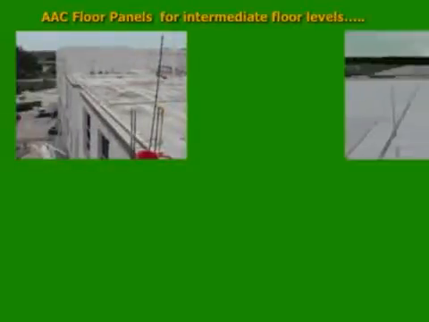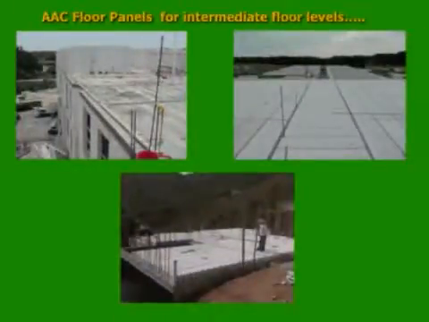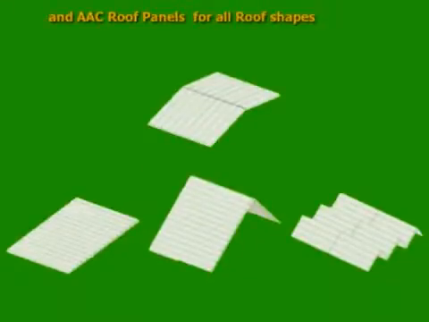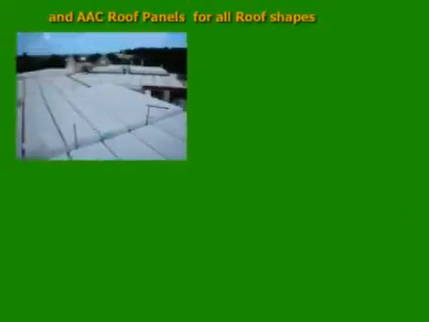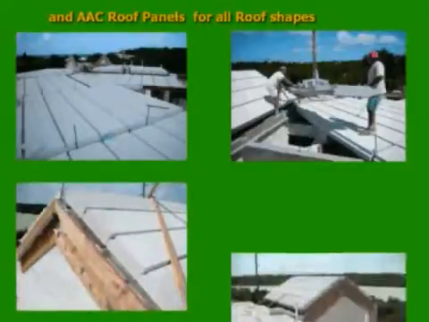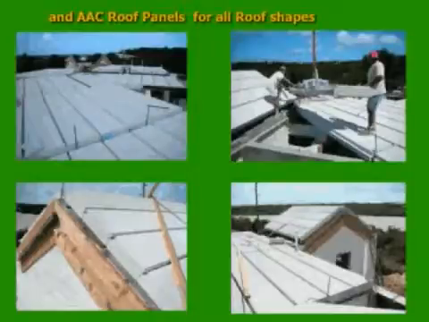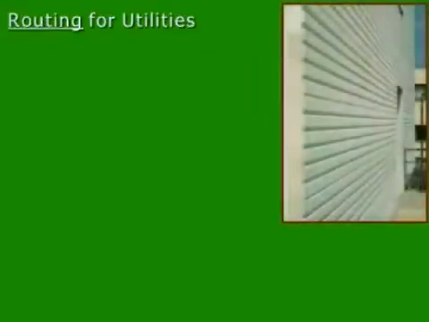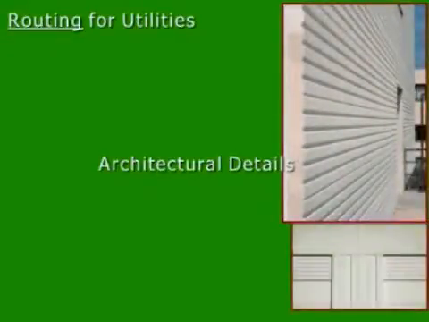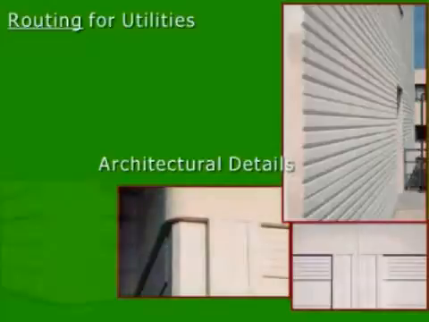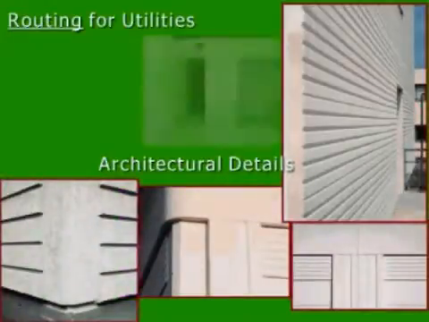AAC panels can also be used for elevated foundation slabs and for intermediate floor slabs on multi-story buildings for commercial or residential projects. AAC panels can be used for AAC roofs of all shapes. The advantage is having a full fire-rated envelope and a roof which performs in cold areas as well as in hot areas. It is very easy to route for utilities or for architectural details, any lines or any shapes. It is easier to handle than wood.